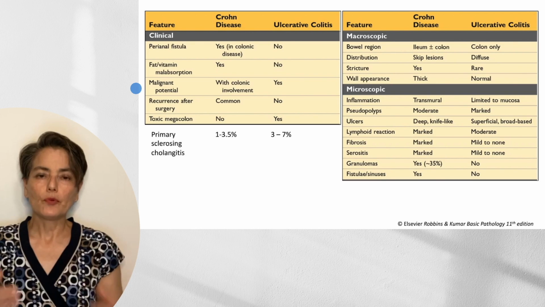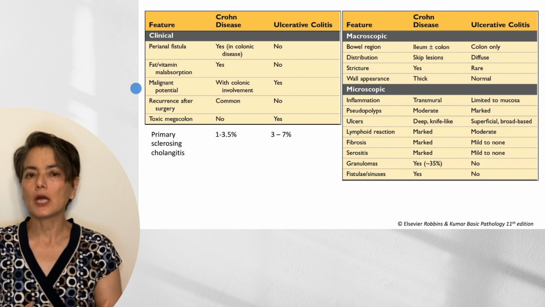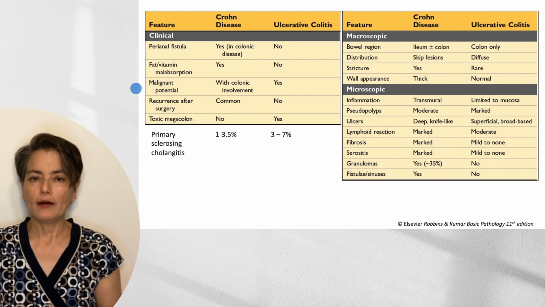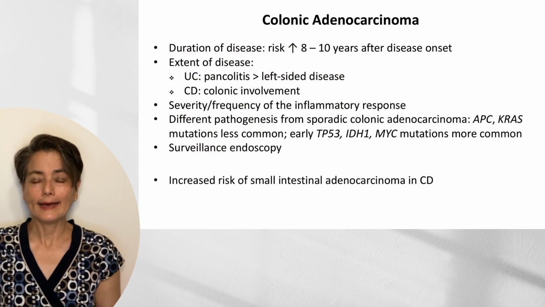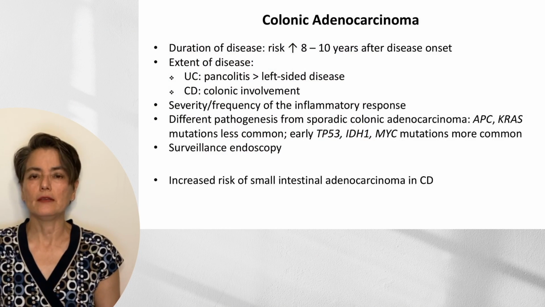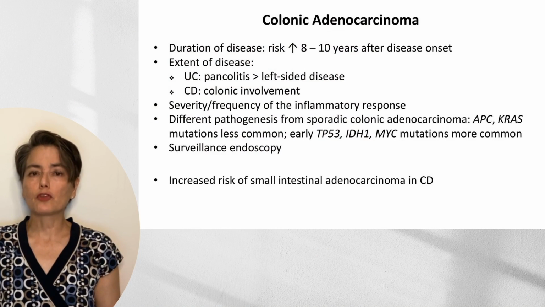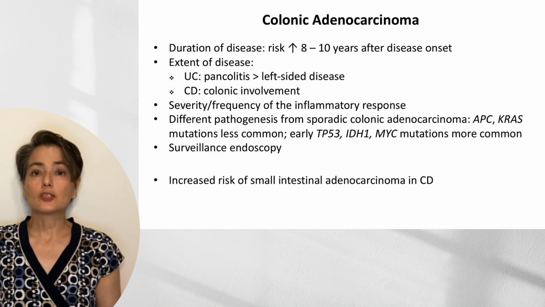Okay. Now, the real issue for us is going to be looking at colonic adenocarcinoma. So obviously, if we're talking about colonic adenocarcinoma, you only see it in Crohn's disease when the colon is involved. So let's talk about colonic adenocarcinoma in inflammatory bowel disease. It's really associated with three factors. One is the duration of disease.